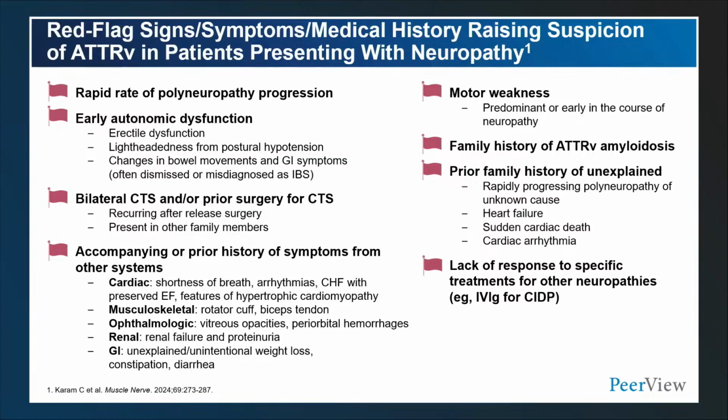And then lack of response to specific treatments. So sometimes patients may come in with a diagnosis of CIDP and be unresponsive to IVIG. Just think about that in the back of your mind. One quick note about family history, these mutations may also arise de novo, so patients may not even have a family history at all, not even of the early cardiac death.